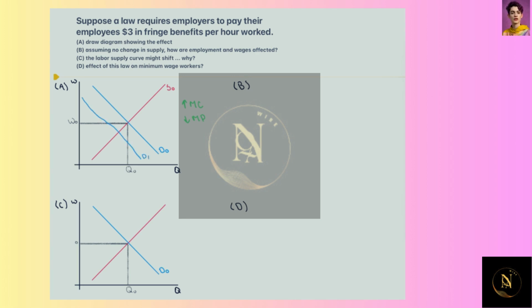Which means that our equilibrium has shifted as well. So we see our quantity go from Q0 to Q1, so that's decreasing. And we see our wages drop as well from W0 to W1.